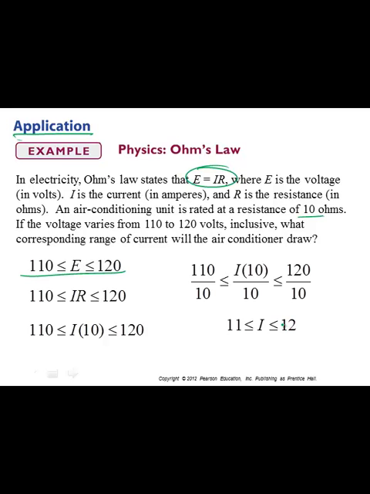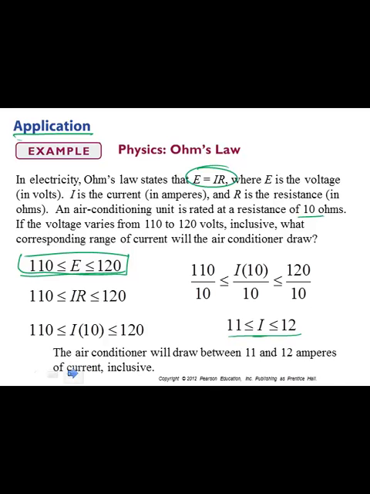As in the current that's being drawn by this air conditioning unit is between 11 and 12 units of current, amps. Okay, so that's how you solve that sort of inequality, is just write the original inequality and then solve it for the desired quantity. Okay, so that's it for today.